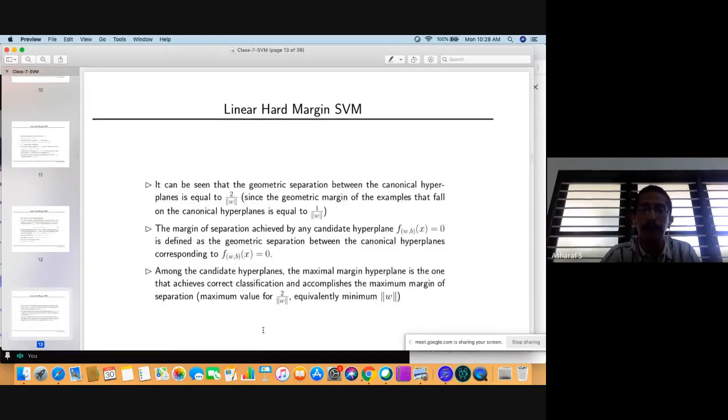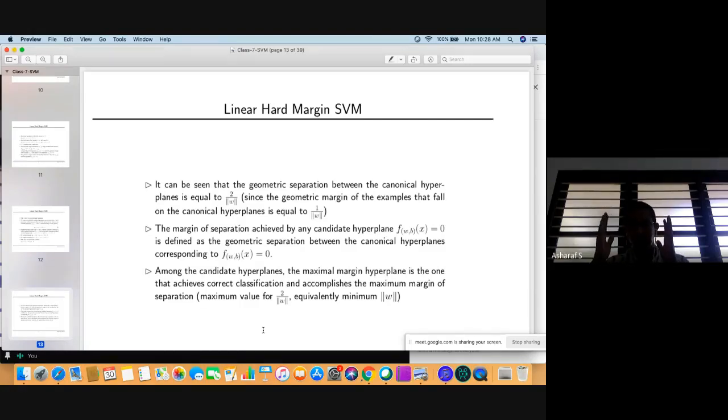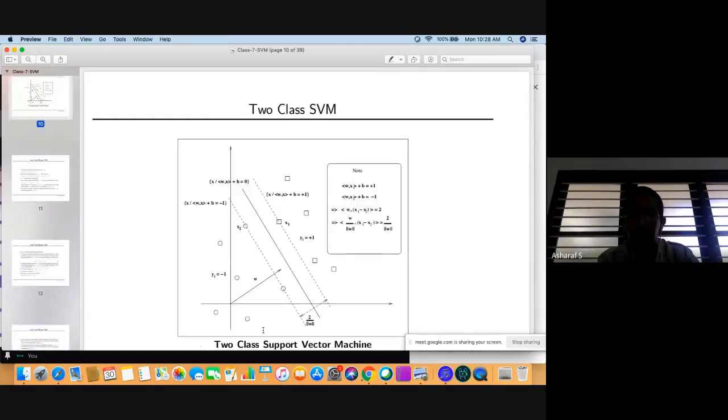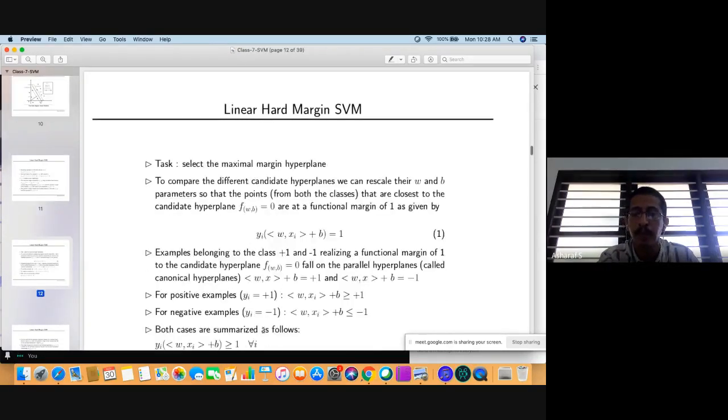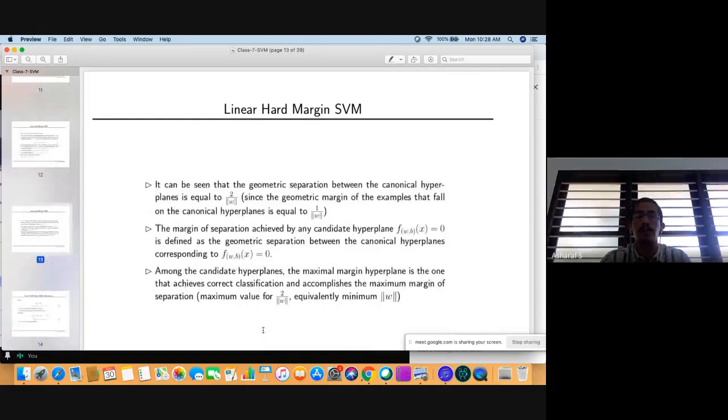The moment you have it, once you draw the boundary hyperplanes corresponding to any canonical hyperplane, we know the marginal separation between the boundaries, the canonical hyperplanes, is 2 by norm W. This is something that we have seen over here. The distance between the parallel hyperplanes w transpose x plus b equal to +1 and w transpose x plus b equal to -1 is 2 by norm W, right? Distance between two parallel hyperplanes is 2 by norm W.